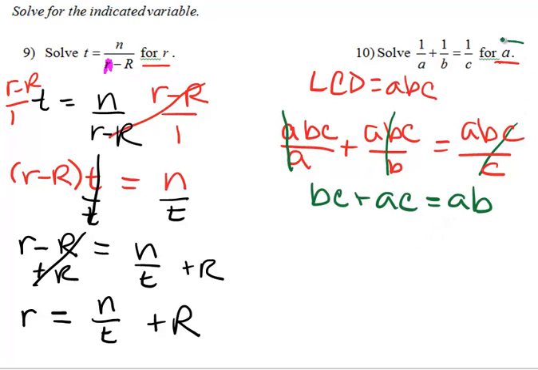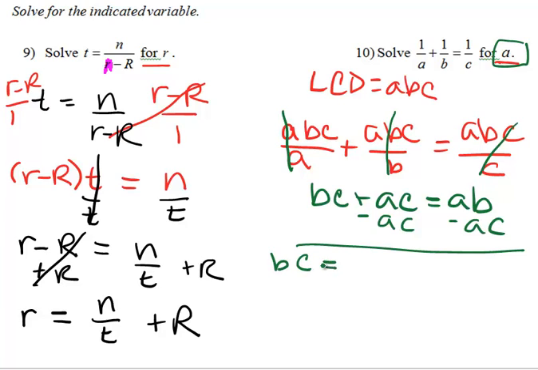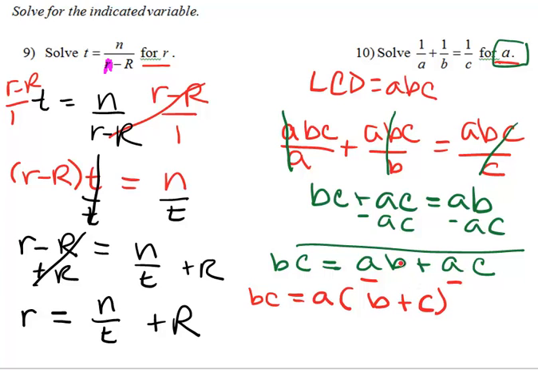Now, remember, I'm still trying to get A all by itself. So first, I'm going to get this and this. So this will put all my A's on one side. So I'll have BC equals AB plus AC. And remember, we're going to look for a common factor. There's A. And I can pull that out. So BC equals A times B plus C, right? B plus C. I'm almost there, guys.